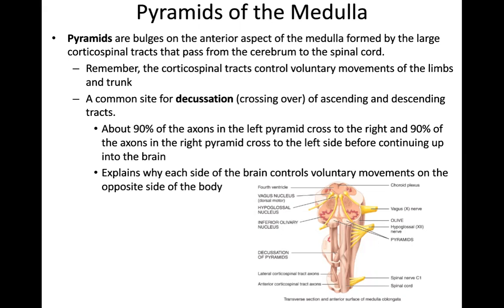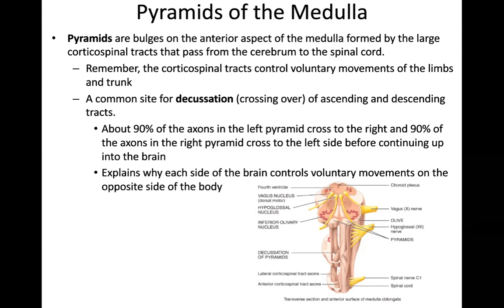Okay, looking at the picture at the bottom, this is a transverse section and anterior surface view of the medulla oblongata. We see the kind of front of that picture what we call pyramids, which you can see are labeled there. Bulges on the anterior aspect of the medulla formed by large corticospinal tracts passing from our cerebrum down to the spinal cord. It was mentioned early in our lecture, so that's why I said, remember. Corticospinal tracts control voluntary movement of our limbs and our trunk.